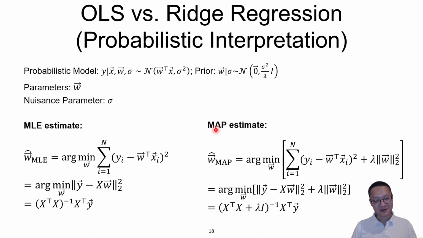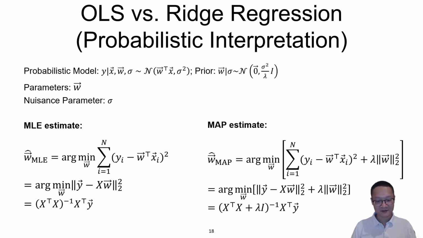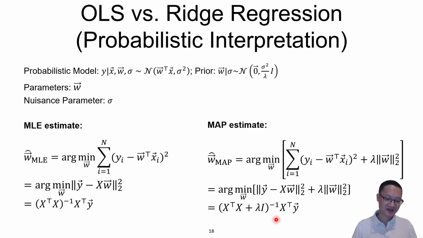For the MAP estimate, or maximum a posteriori estimate, it turned out that by incorporating the prior, we actually just end up getting the same regularization term, lambda times the L2 norm squared of W. Maximizing the posterior distribution turned out to be the same thing as minimizing the same loss function as ridge regression. Of course, the W MAP is going to be the same as the W star over here. So X transpose X plus lambda I inverse X transpose Y.